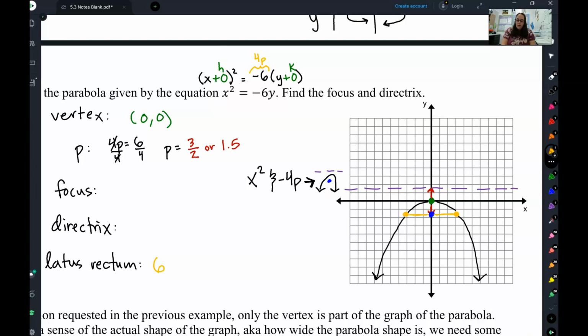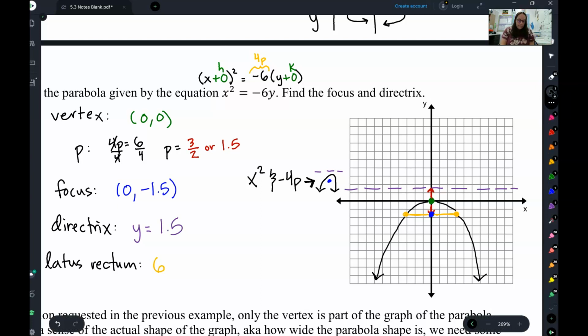Now I can come back over here and finish labeling everything that I've got. My focus is a point, so my focus was at (0, -1.5), that point right there. My directrix is a line, which means my directrix should be either x equals or y equals. We can tell which one by which axis it crosses. This directrix crosses the y-axis, so it's going to be y equals, and then the point it crosses at is 1.5.